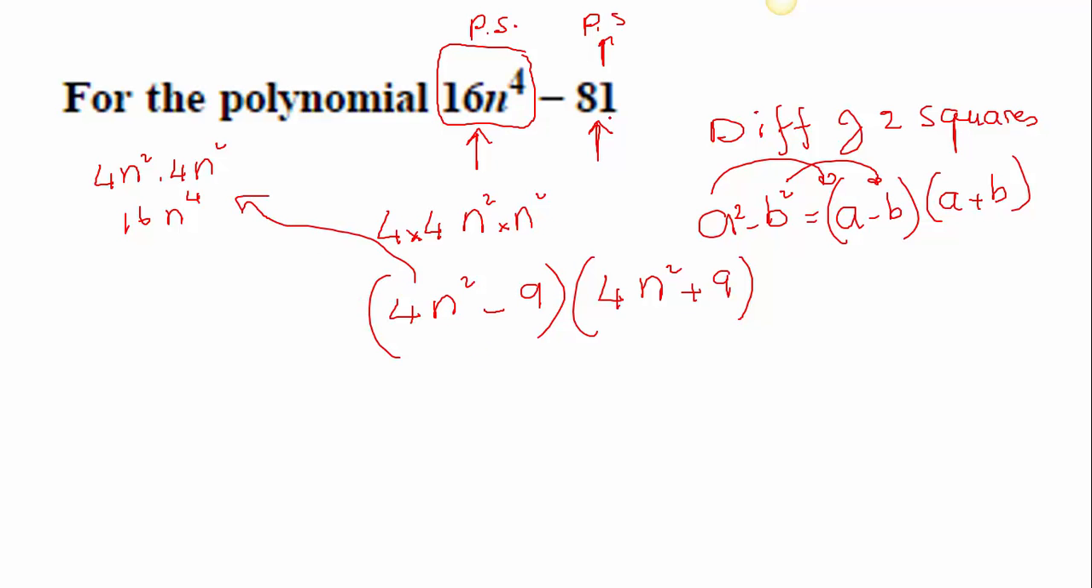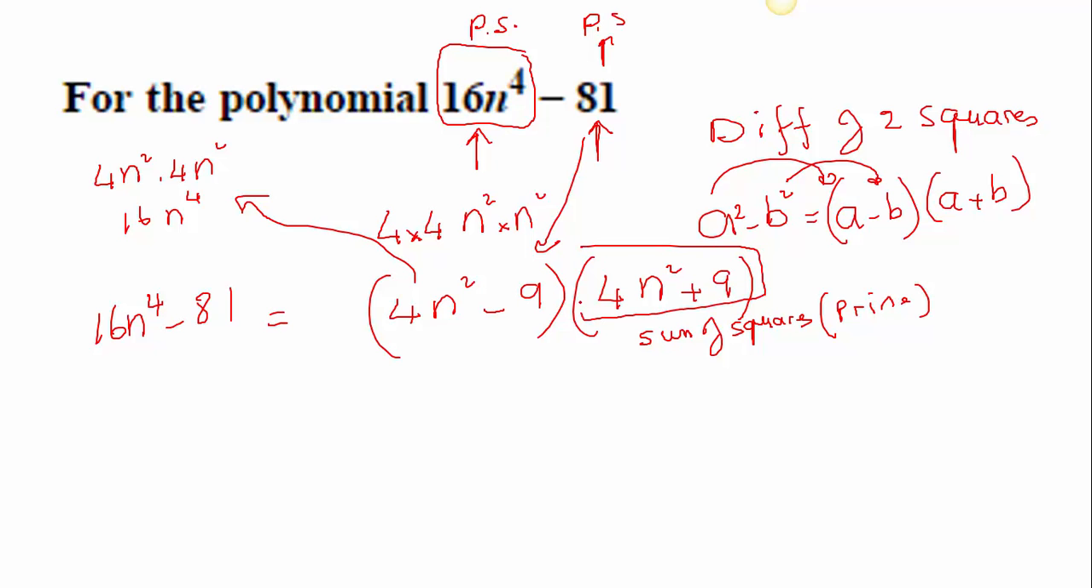The square root of 81 is 9. And therefore, a minus b, a plus b. That's how we factor. But notice here, 4n squared minus 9 is also another difference of 2 squares. So we can factor this one, but this is called the sum of squares. The sum of squares is prime. We cannot factor. This is prime. I'm referring to this one here. This is called the sum of squares, but it is prime. We cannot factor. We can factor this one more time.